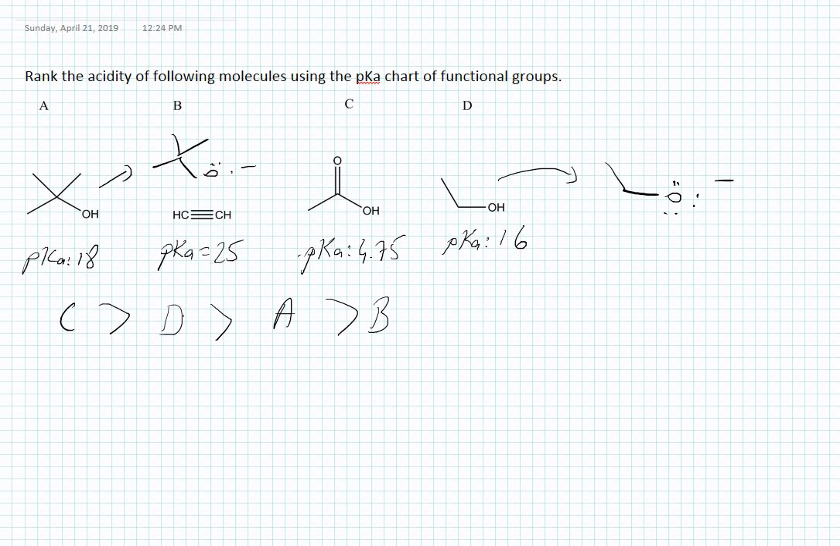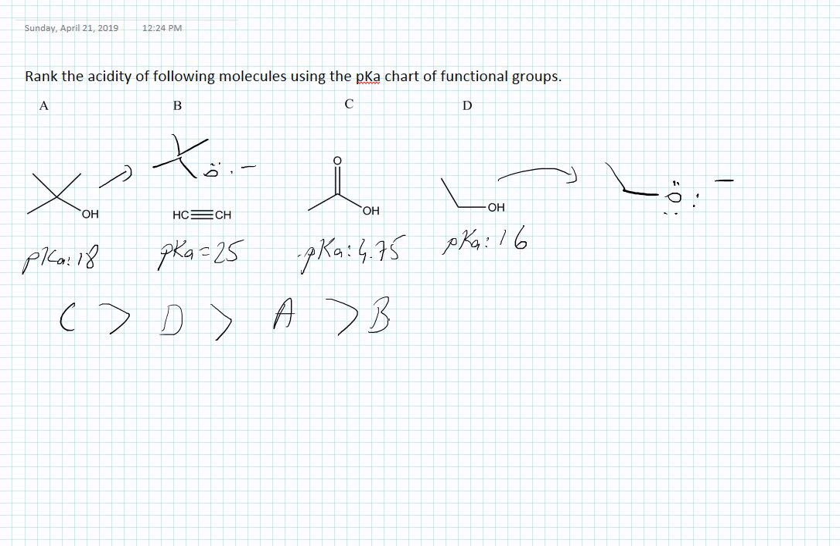So then we can say that D will be the second most acidic, then A, and we know that for alkynes, the pKa values are around 25. We have to know this information. Also, if you compare an alcohol and an alkyne, the conjugate base of an alkyne will be less stable than the conjugate base of an alcohol, so it has to be the least acidic.